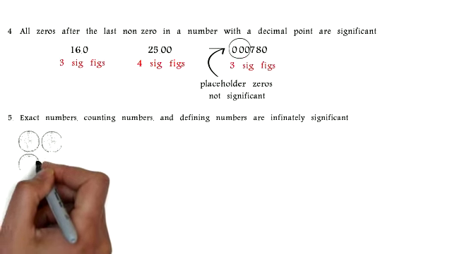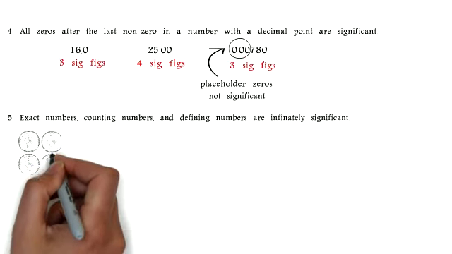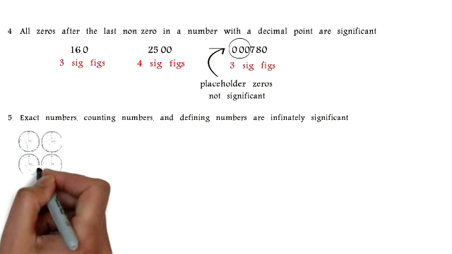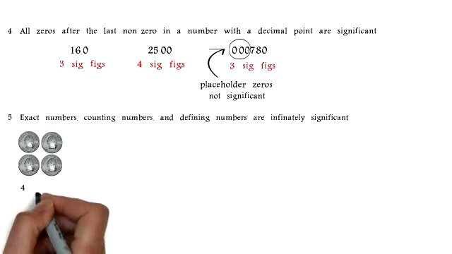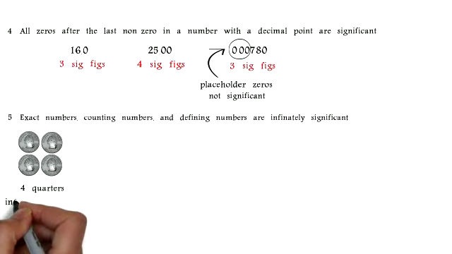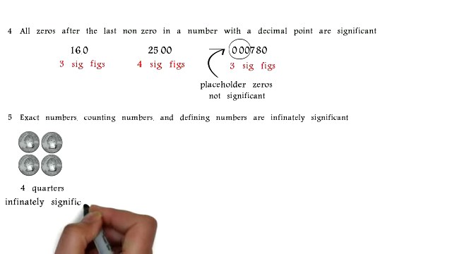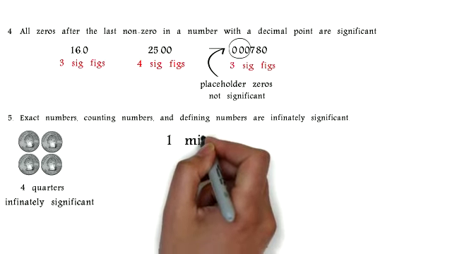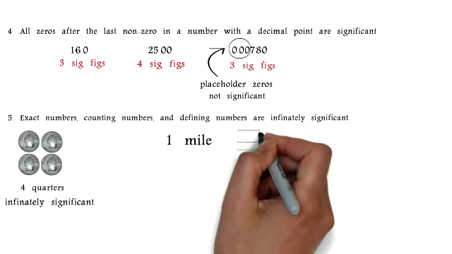So if you have 4 quarters in front of you, that's a counting number. You can physically count the 4 quarters out. So when we have 4 quarters, as you can see here in this drawing, well, that's infinitely significant because I can look at the quarters and say 1, 2, 3, 4. I can count them. So if it's infinitely significant, that means it's 4.0, 4.00, 4.000, etc.